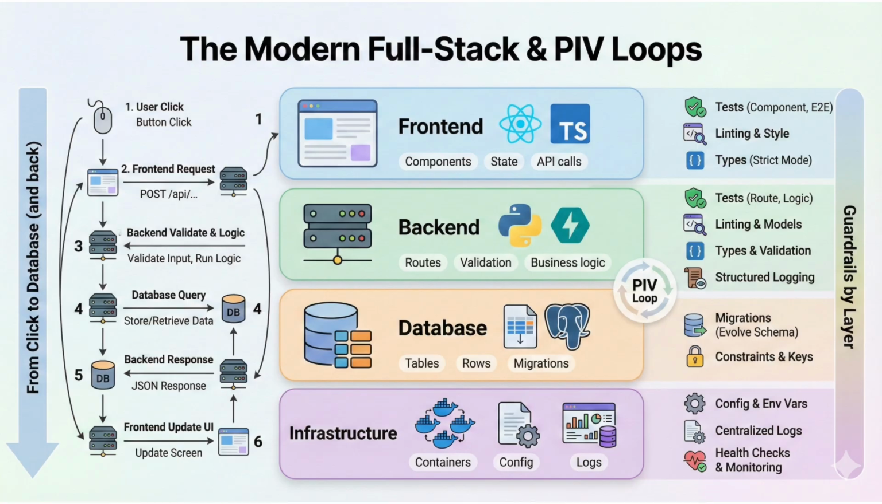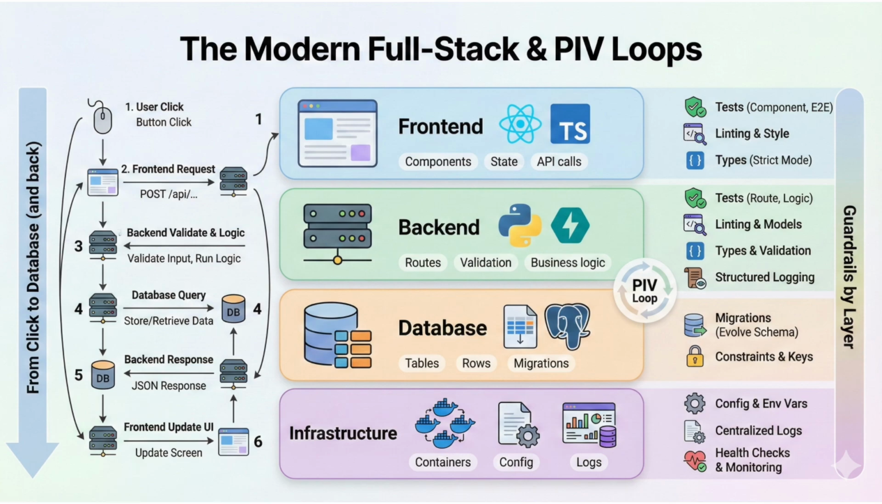By the end of this lesson, you'll be able to trace a feature from the user's click down to the database and back, see where each of the 5 guardrails lives in the stack, and understand where your PIV loops plug into this model. At this left-hand flow, from click to database and back, it's the life story of a feature in 6 steps.